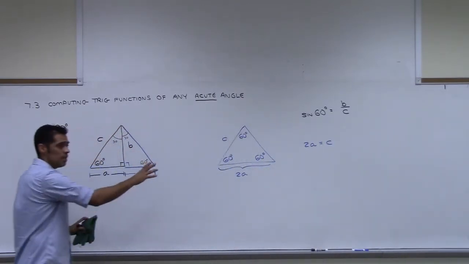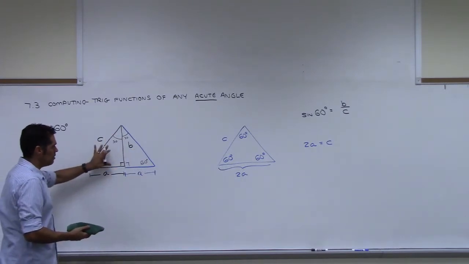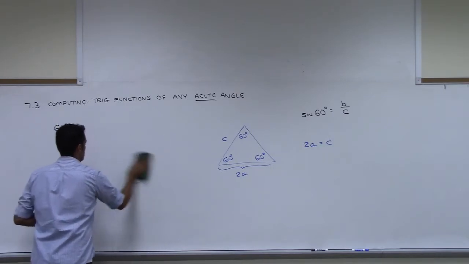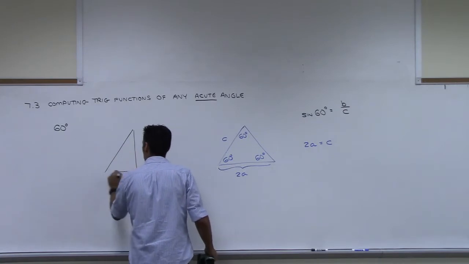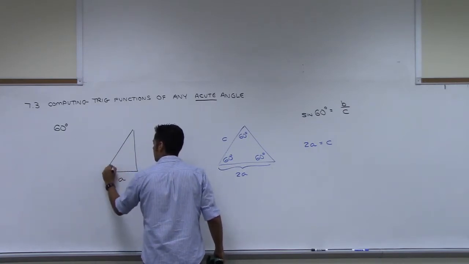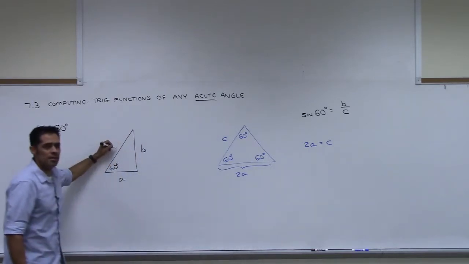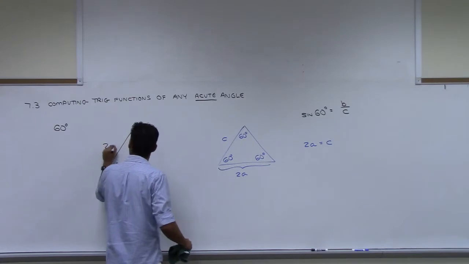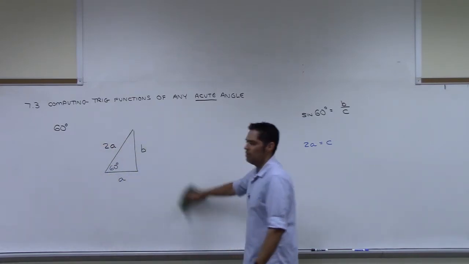Okay, now that we have a relationship, right? I've created a relationship. Let's go back to this first triangle right here, and I'll go ahead and just redraw it. I called this side here A, this was 60, this was B, and this was C, wasn't it? But what's C? 2A. Now, use your Pythagorean identity. What can we say?